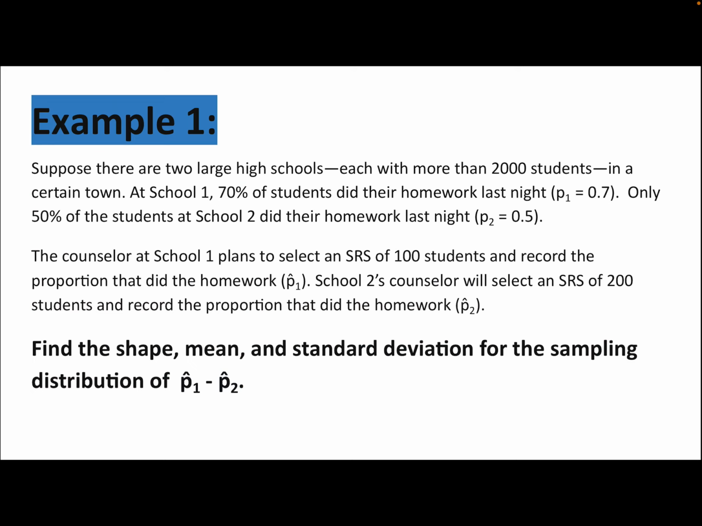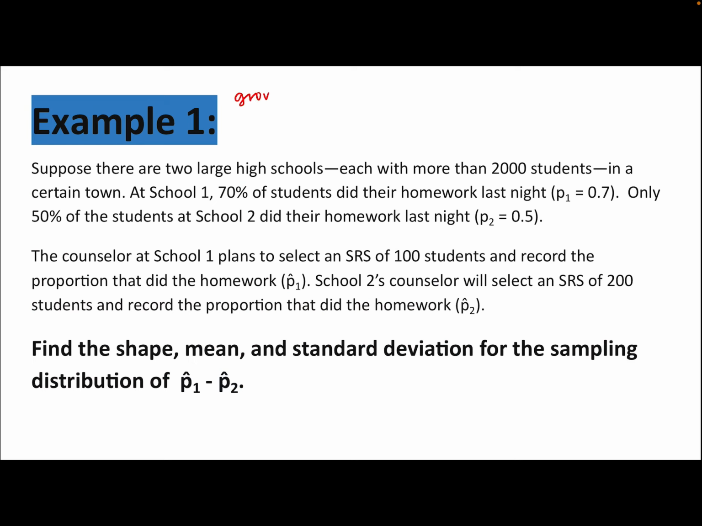So let's go back to our high school question and actually figure this out. So I'm going to start with shape. Our little rule said as long as np and nq are greater than or equal to 10 for both groups, then we know our sampling distribution for differences is going to be normal. So let's do that.